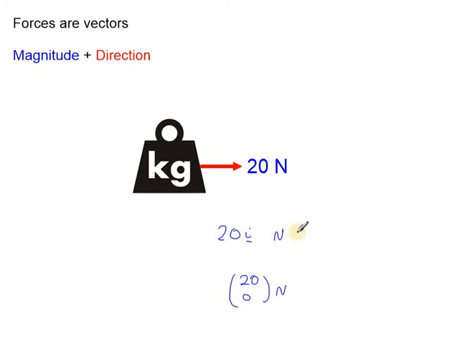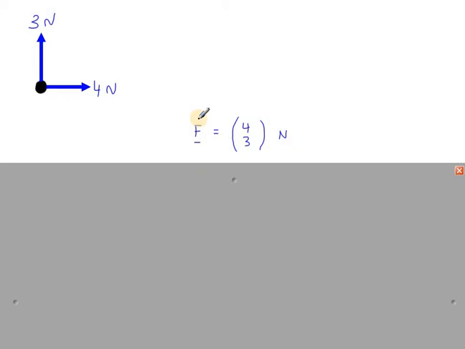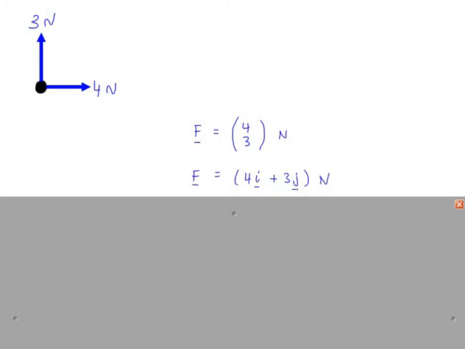So now we're going to look at this notation. On this particle there are two forces acting. So we have a force in column vector form. In the x direction we have 4 newtons, and that's to the right, and in the y direction we have 3 newtons, and that's upwards. So in vector notation, or in component i, j form, 4i plus 3j newtons.